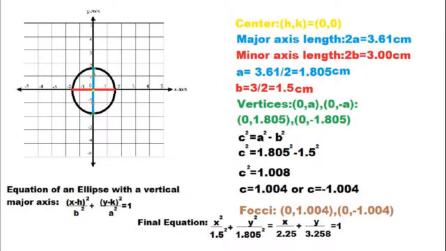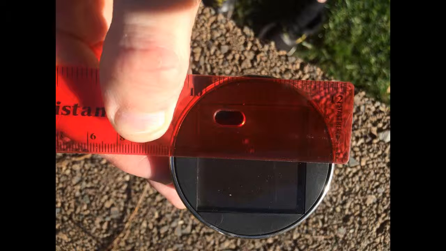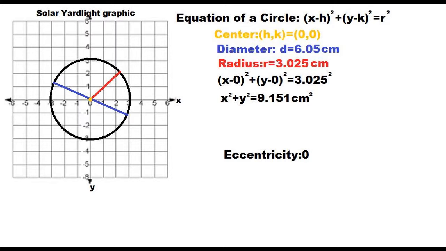Next, we get c by using the formula c squared equals a squared minus b squared. Simply plugging in the numbers, you get c squared equals 1.008, square rooting that, and you get 1.004 or negative 1.004. Therefore, the foci are 0 plus or minus 1.004. While the foci aren't necessarily required for the equation, it's good to know how to find the foci. And so with A and B, you just plug those into the standard equation, and you're done.